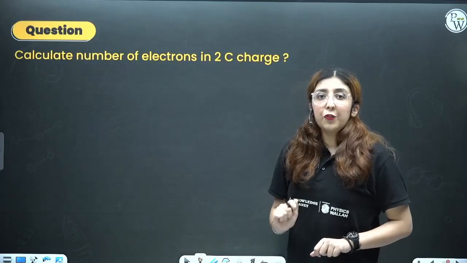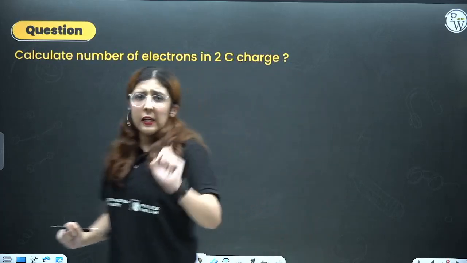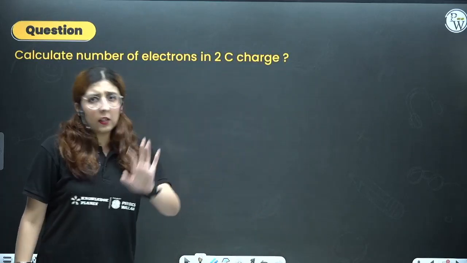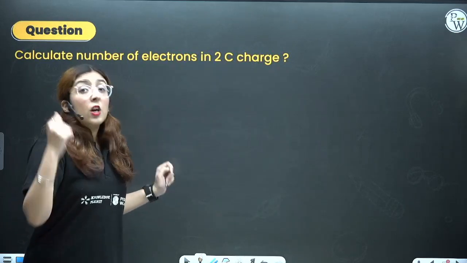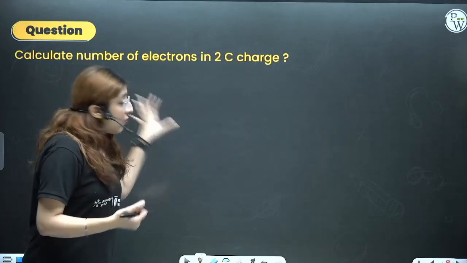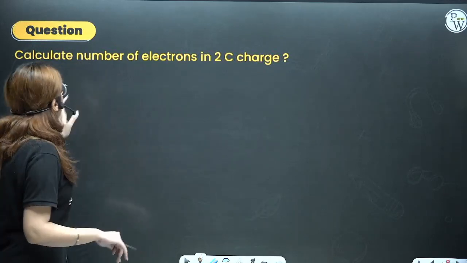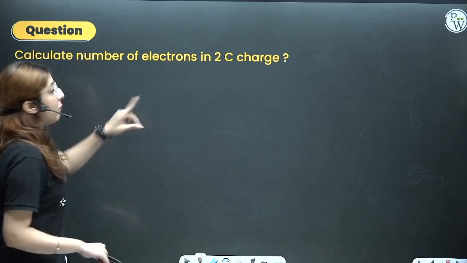So all of you, my advice will be: read the question. I will also solve it. Read the question, solve it on your paper, with a pencil, and then share your answers with me, and you can check also. Okay, the question is: calculate the number of electrons in 2 coulomb charge.